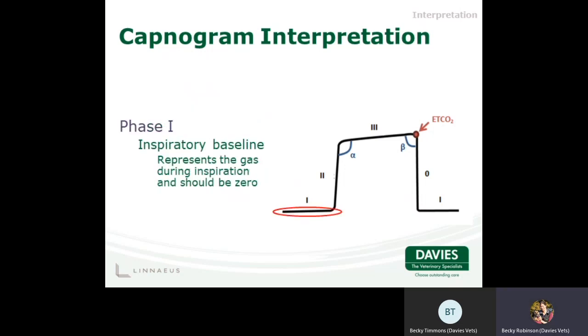The capnogram can be split up into 4 different parts. We have phase 0, starting with phase 1, phase 2, phase 3, and we actually end on phase 0. So phase 1 that we can see highlighted here represents the inspiratory baseline. Now, if we had our graph axes on this picture, we would see that this baseline would be at 0 millimeters of mercury for concentration of carbon dioxide. And this makes sense because when we breathe in, we should not be breathing in any carbon dioxide. So we would expect this to be 0.